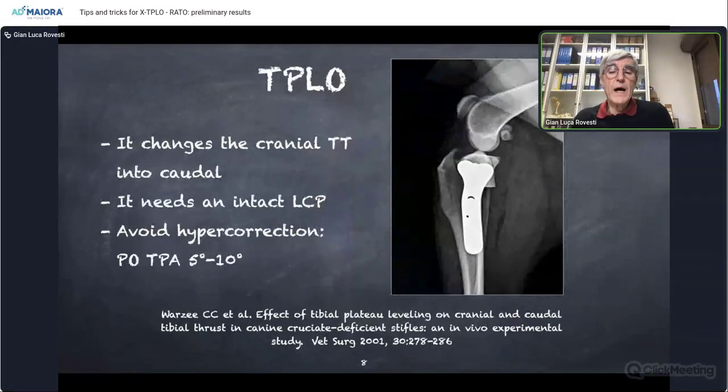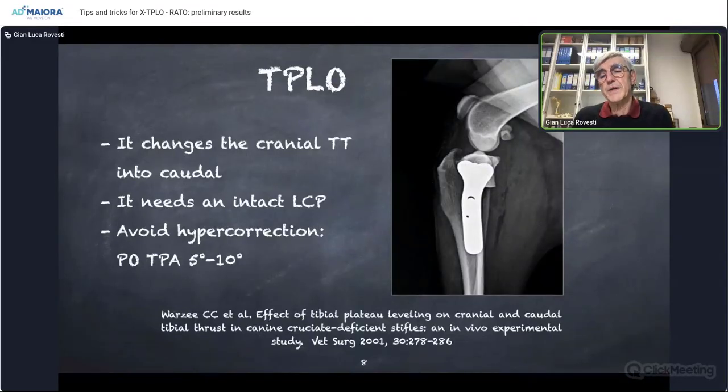And this is the reason why, when using TPLO as a stabilizing technique, we absolutely need an intact caudal cruciate ligament, because it changes the cranial tibial thrust into caudal. And of course, we need this anatomical structure that will stabilize after this change, that is the caudal cruciate.